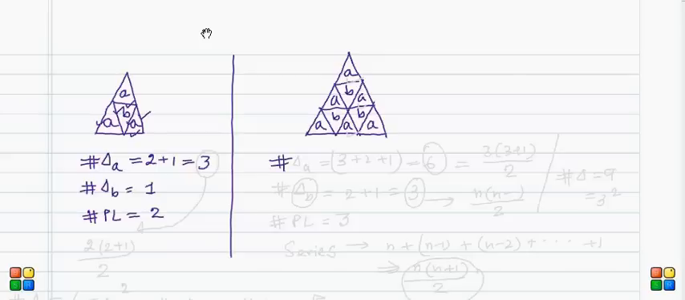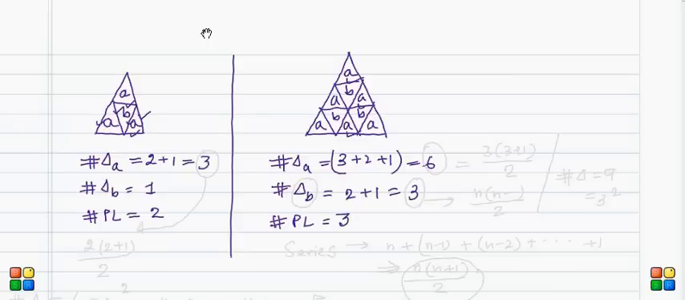Now let's count the number of triangles labeled with A. In this case we have 3 plus 2 plus 1 equal to 6. The number of triangles labeled with B equals 2 plus 1 equal to 3. And the number of parallel lines that we drew is equal to 1, 2 and 3. You have to count the side of the triangle as well. So we have 3.